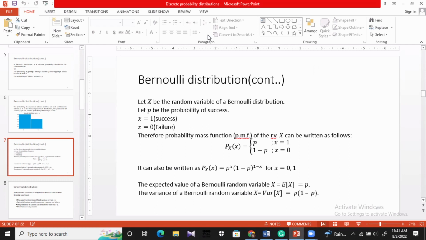If you understood that, I will give you a small task. You have to show that the expected value of a Bernoulli random variable is simply P, and the variance of a Bernoulli random variable X is going to be P times 1 minus P. I have given you the result, but you have to show that. So how are you going to show the expected value and the variance?